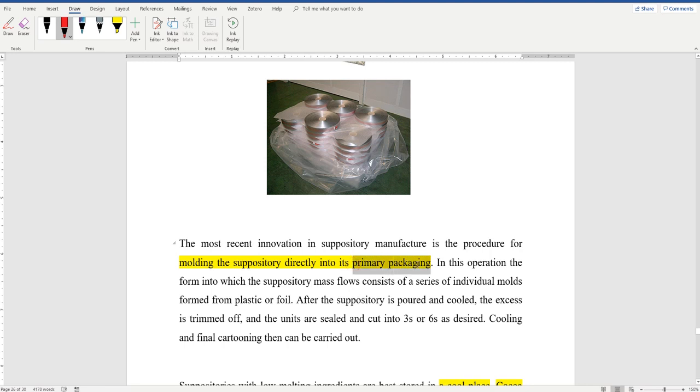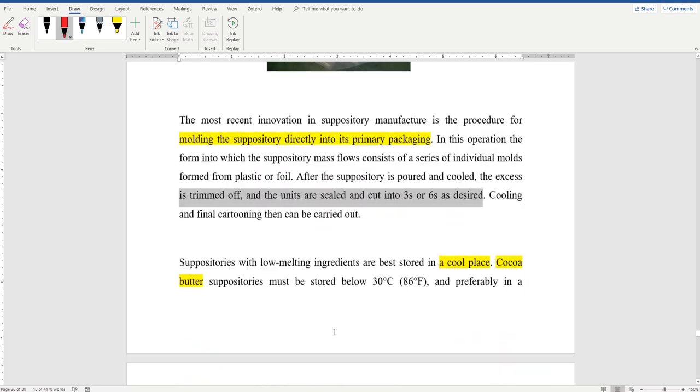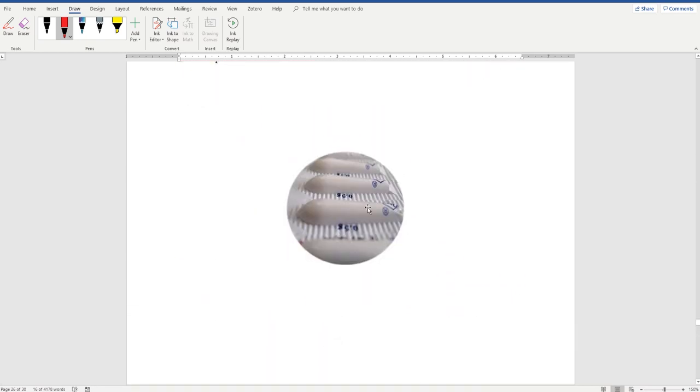What will happen after that? After that, they need to cool down, and then after cooling, they will be trimmed, and then sealed, and then cut into the desired number of suppositories. Okay, let's go back a bit.